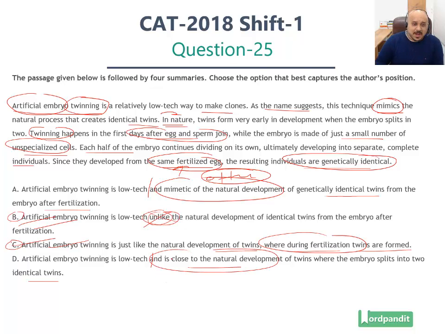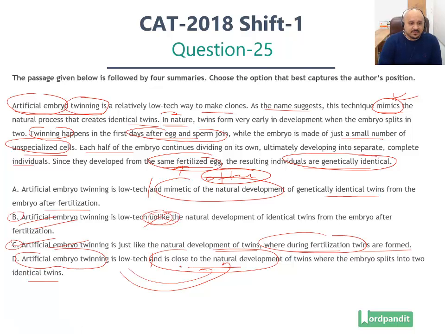What has the author implied? The author has implied it mimics the natural process that creates identical twins. Mimetic means nothing else, but it means to mimic something. So mimetic is derived from the word mimic itself. Now, which is the sentiment implied by the author in this particular question? The sentiment implied is mimetic here, not is close to the natural development. Artificial embryo twinning is not something which is close to the natural development of twins, right?